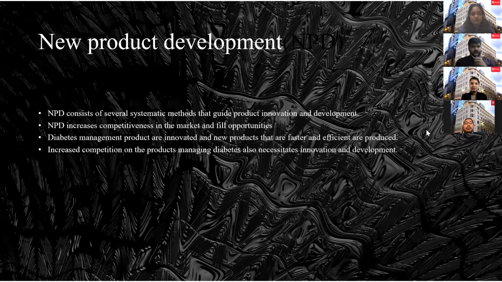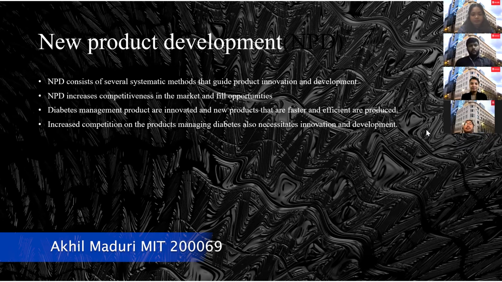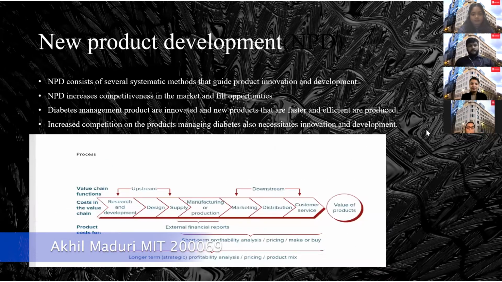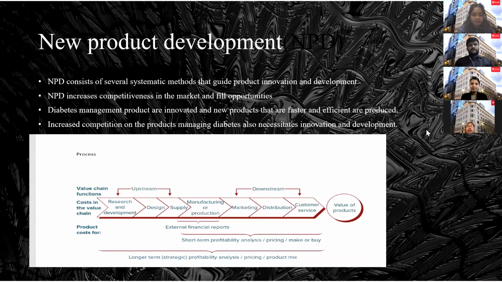Thank you, Saroj. Hi, my part is about new product development. New product development consists of several systematic methods that guide product innovation and development. New product development increases competitiveness in the market and fills opportunities. Coming to diabetes management, products are innovated, and the new products are faster and more efficient in production.